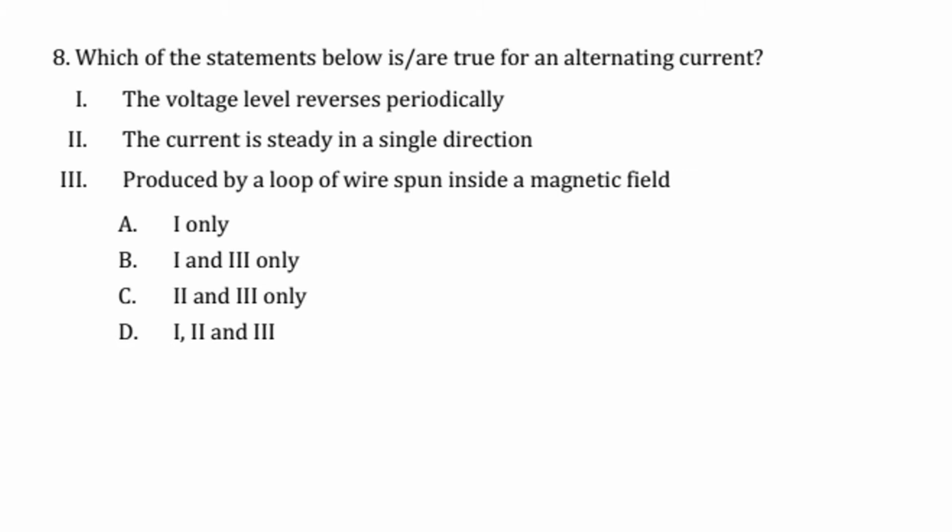Which of the following statements below is or are true for alternating current? Statement number 1, the voltage level reverses periodically. This is correct because as the current reverses, the voltage also reverses, so it goes back and forth. Current is steady in a single direction. This is wrong because this is the characteristic of a direct current. Now for statement number 3, produced by a loop of wire spun inside a magnetic field. This is correct, and this is how we could do magnetic induction. So electromagnetic induction produces alternating current.